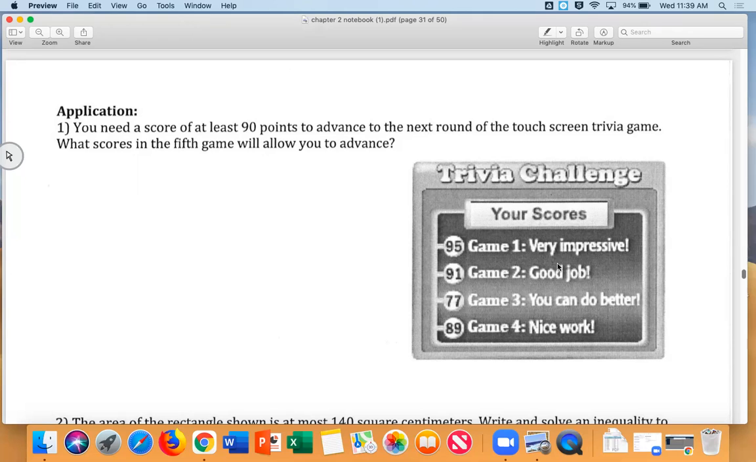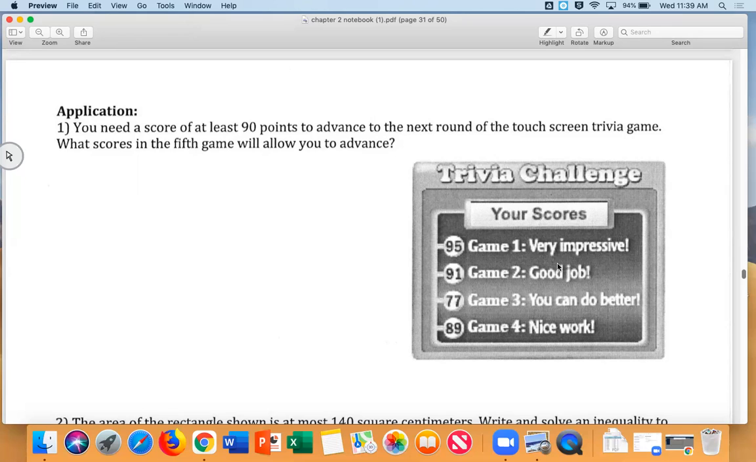All right, so in the application problems, you need a score of at least 90 points to advance to the next round. Think about it this way. You're playing a game at Dave & Buster's. In order to get to the next round or to get to the next prize, you need to score at least 90 points.